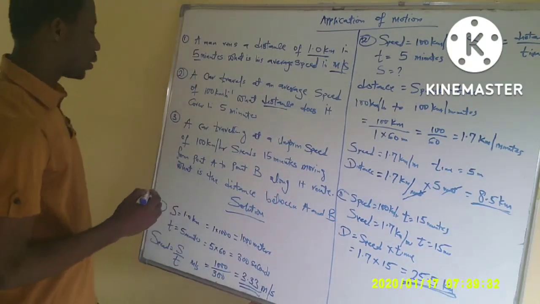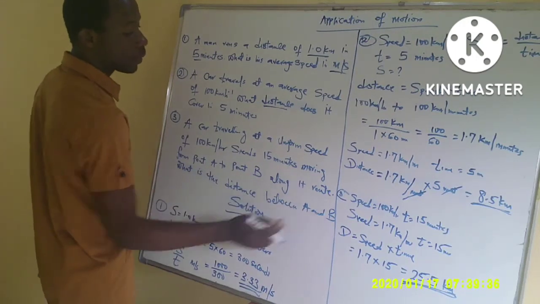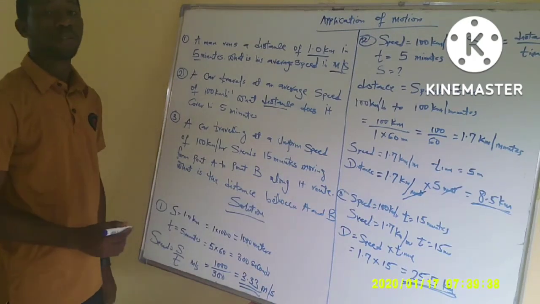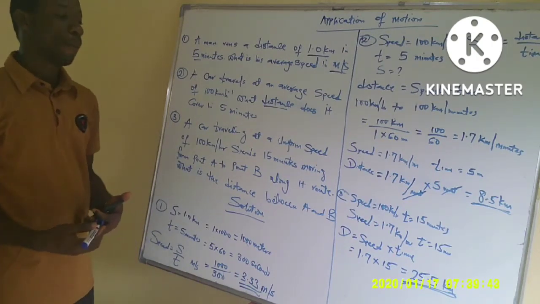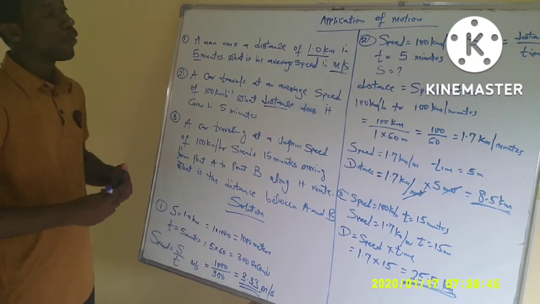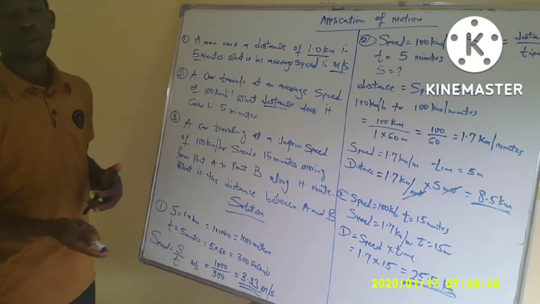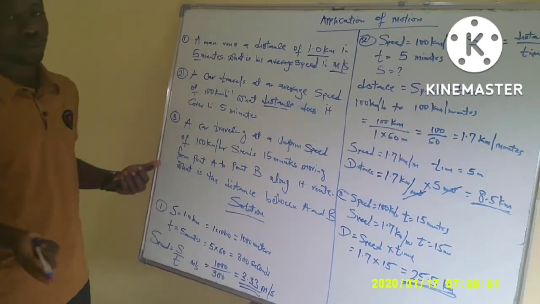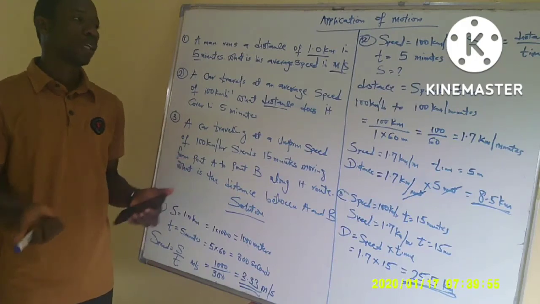So that's our answer. The distance between A and B is 25.5 kilometer, approximately 26. Just understand the units, how to convert from meter per second to kilometer per hour, from minutes to seconds, from minutes to hour, from meter to kilometer, and you get all this.